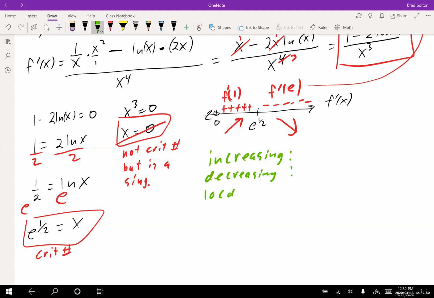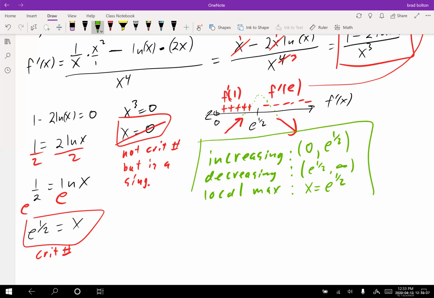Locals. But now, since there's only one critical number, I know there can only be one local min or max. Now think about it. I'm going in this direction and coming back down. So that means I created a local max. My local max will be at, we'll say for now, x equals e to the 1/2, but if required, we could go back and find the actual value. And then we know our intervals of increasing are from 0 to e to the 1/2, and we know our interval of decreasing is from e to the 1/2 to infinity.